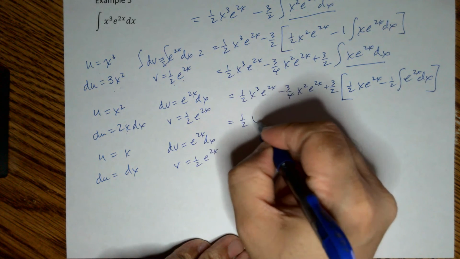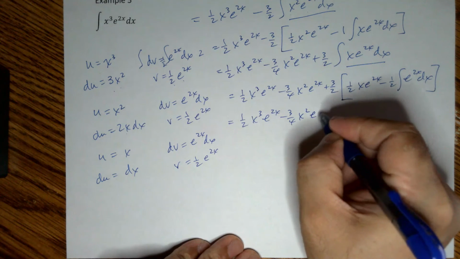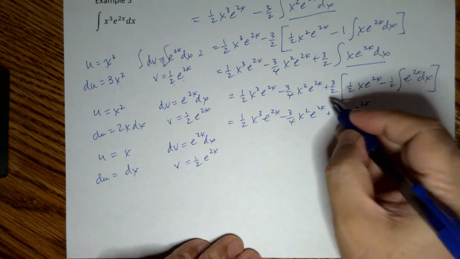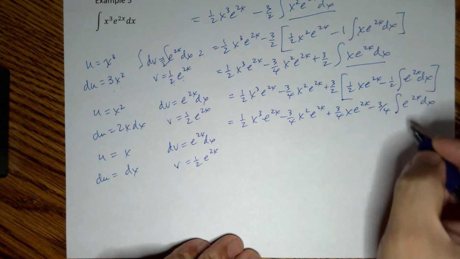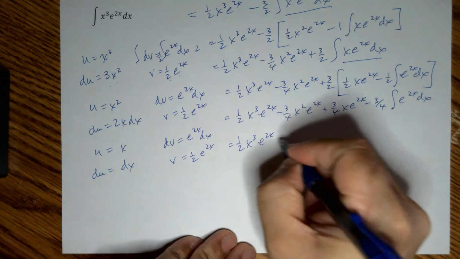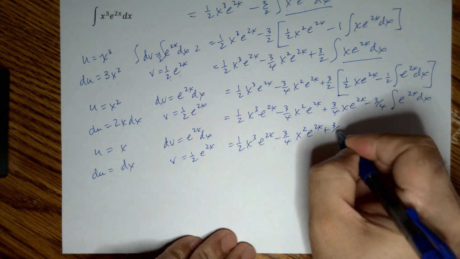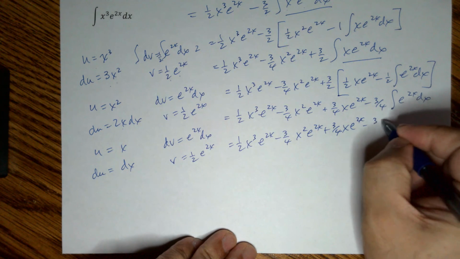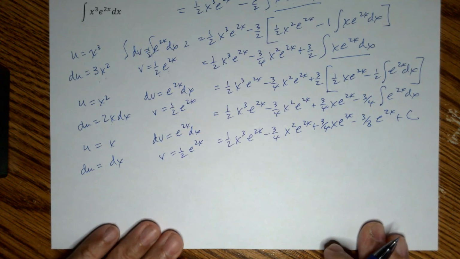Alright, so I'm going to go ahead and distribute now before I integrate that last piece. You can do it in any order you feel comfortable with. It's going to be 3/4. We've integrated that several times already. I think this is my last step. So when I integrate this, I get a half coming out, so it's 3/8 e to the 2x plus C. And there's my final answer.